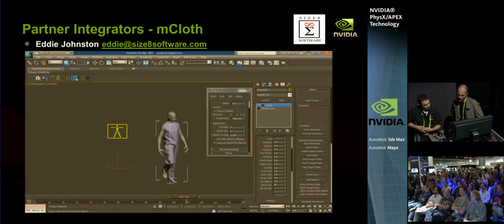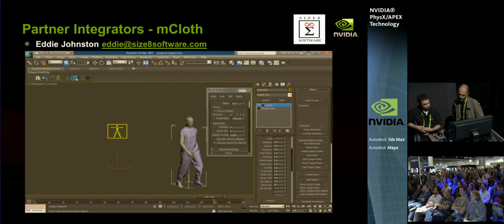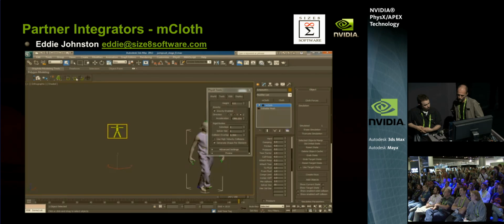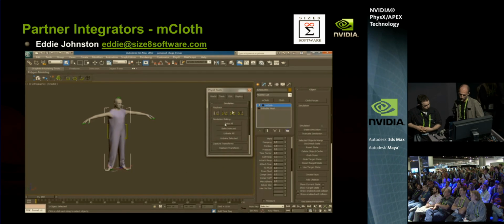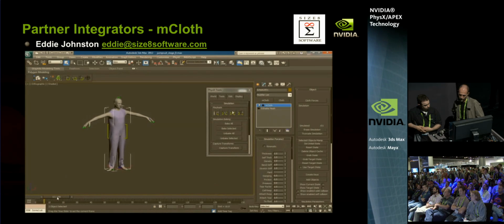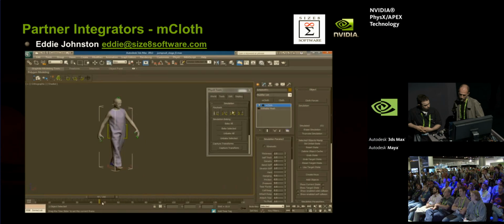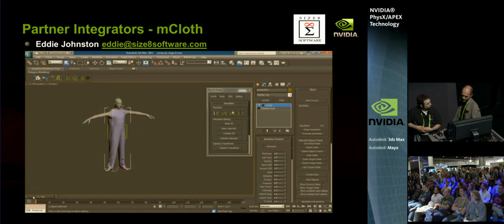So this is simulating in real time. There's about 4,000 vertices in this cloth. And then everything is cached out as before with the previous cloth modifier. So you can import and export your caches and do the same kind of things as you could before. So that will be coming in very soon.